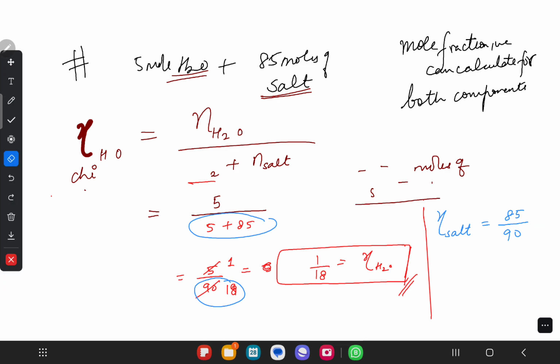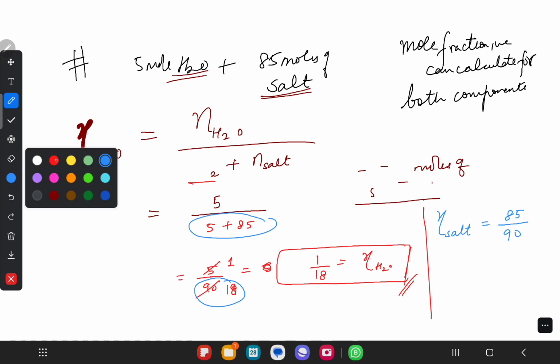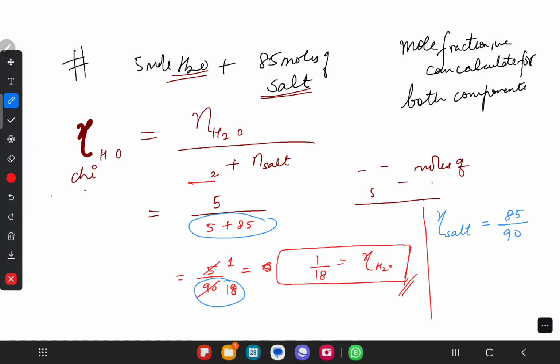Are you understanding? But 5 moles of water cannot dissolve 85 moles of salt. It can. Because 5 moles of water is 90 grams of water, and 90 grams of water can dissolve a lot of salt in it. Right? Did you understand the concept or not? Just tell me that.